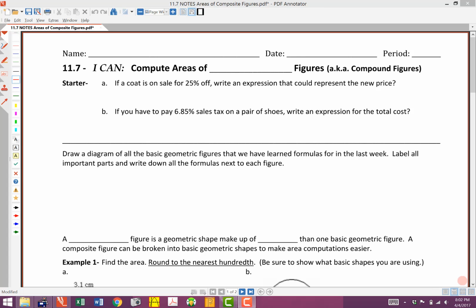Well, let's take a look at the topic for today's section. Here's the I can statement. I can compute areas of, we're going to use the word composite right here, composite figures. Some textbooks and some people use a different word, compound figures. We're going to use them pretty much interchangeably, so if you hear somebody say compound figures, it's the same thing as composite figures.